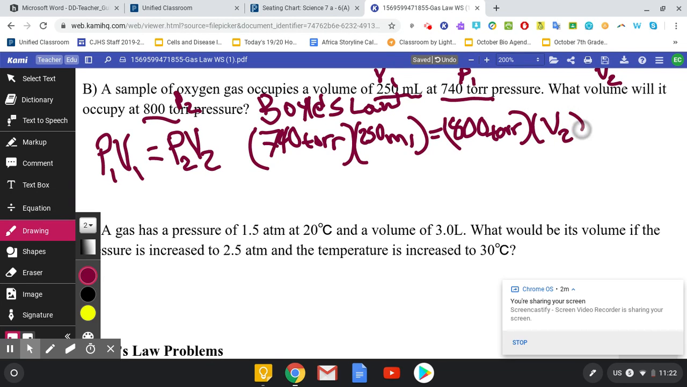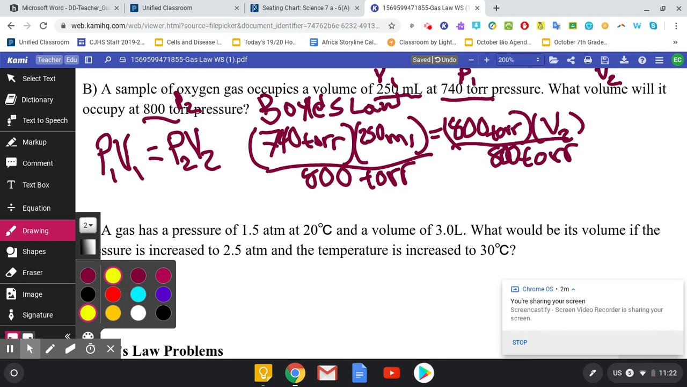times V2. So to get rid of this 800 and get V2 all the way on one side by itself, we divide each side by the 800 torr. We divide this side by 800 torr as well. Here we see torr, one's on top, one's on bottom, so we cross it out. We're going to be left with V2. Torr can cross off, and now we can follow through.